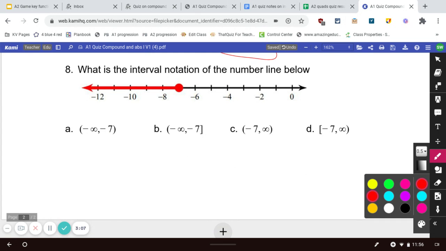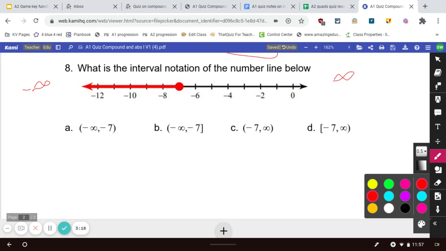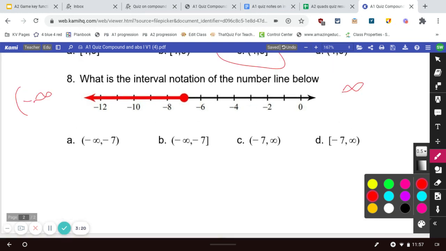Number 8. So over here, this is your negative infinity. So way off to the left. Over here would be positive infinity. So the interval notation is all the numbers from negative infinity, and that always has a parenthesis on it, all the way until it gets to right here, which is negative 7. And a closed dot there, so it is going to include the negative 7.